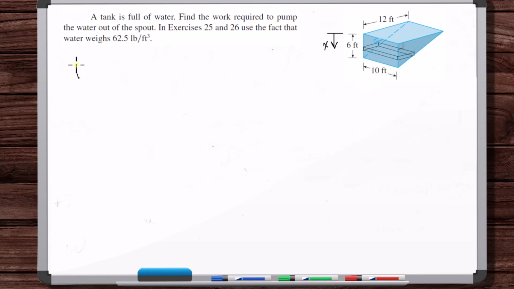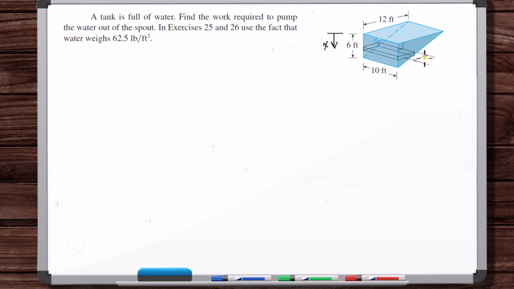So what is W sub i? First, we need to get the weight of the water in that rectangular prism. To do that, we need the cross-sectional area. So we need to start by, we know this dimension is 10 for any x, but what is this dimension?